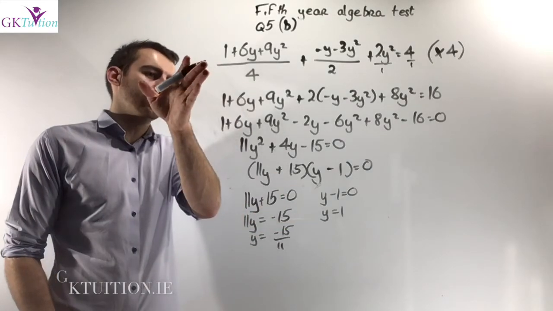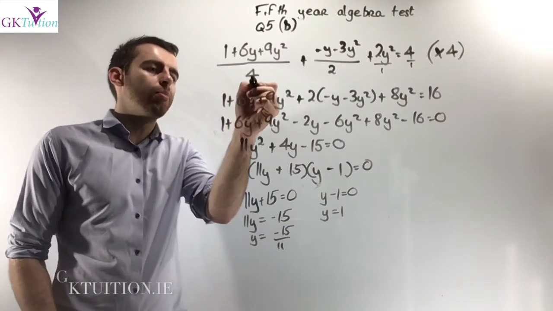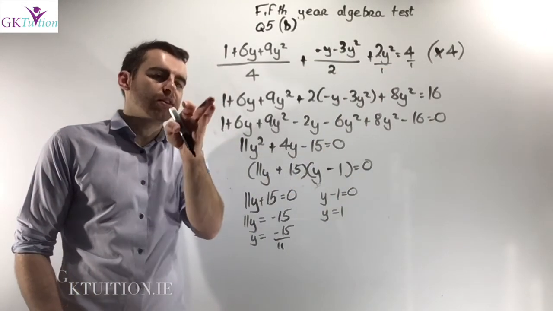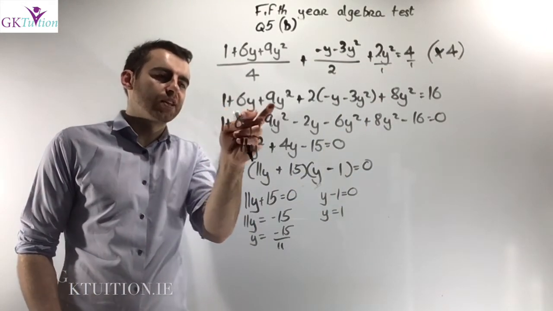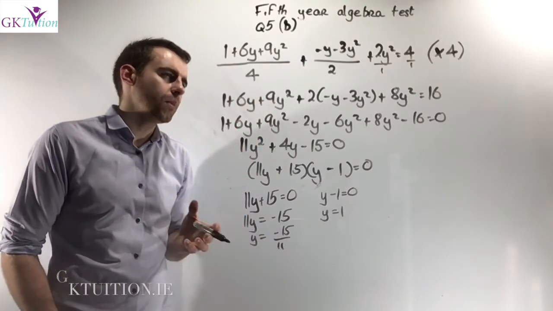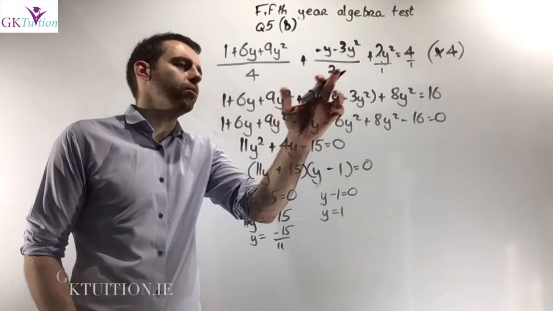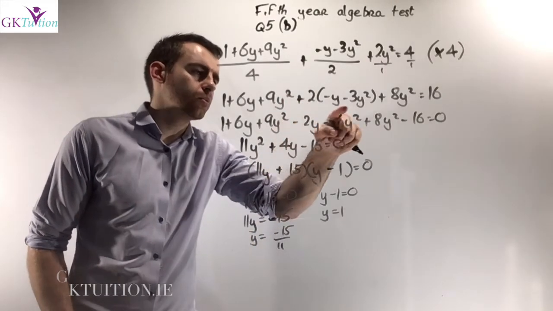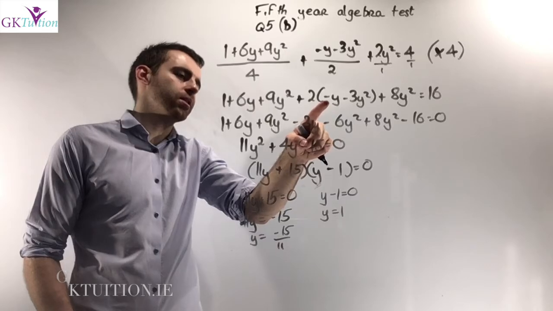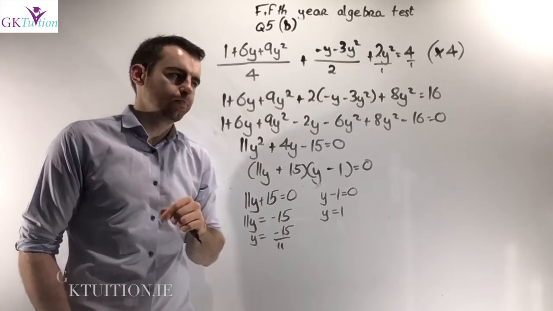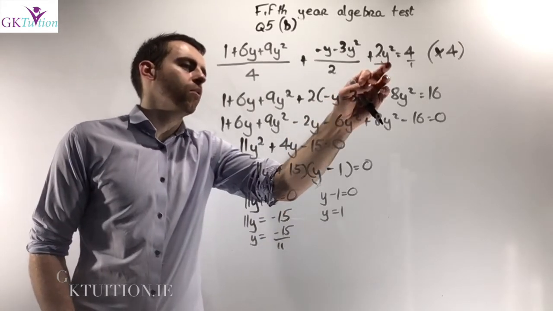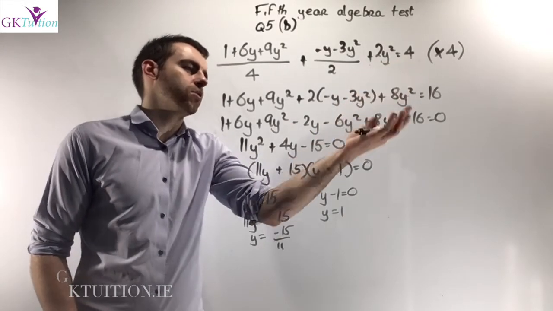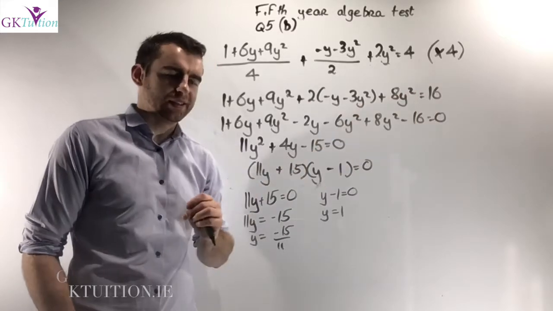If you multiply the first fraction by 4, the 4 on the bottom divides into the 4 you're multiplying once, so you actually just rewrite the top of the fraction. It's 1 plus 6y plus 9y squared. The second fraction, 2 divides into 4 twice, which means it just becomes 2 times whatever's on the top of the fraction, which in this case is minus y minus 3y squared. All you had was 2y squared and you're multiplying it by 4, so it becomes 8y squared. Here on the right hand side you just had 4. If you multiply it by 4 you get 16.